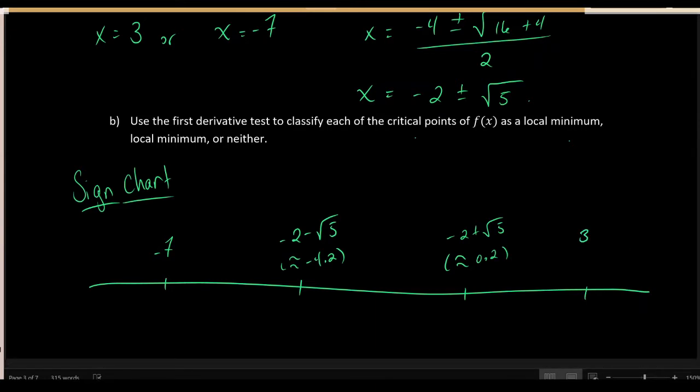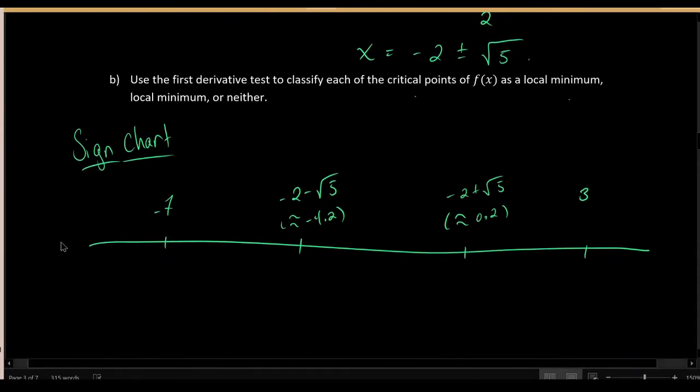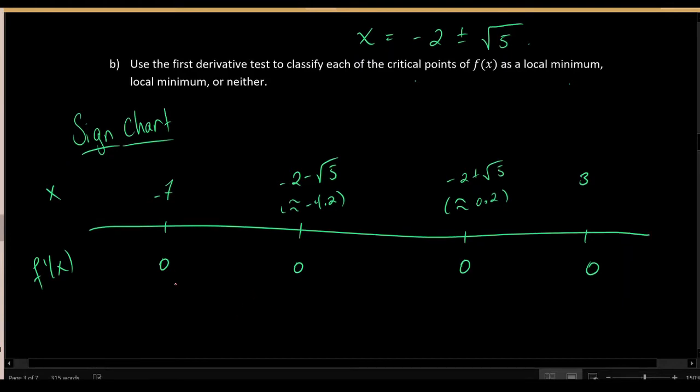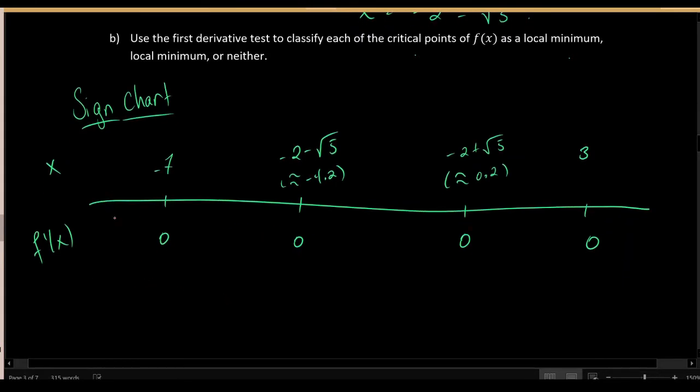All of these are locations where the sign of f prime is given by 0. Locations where the first derivative is 0, so locations where the original function is flat. So what I'm now going to do is determine the sign of f prime of x at the regions in between these critical points.